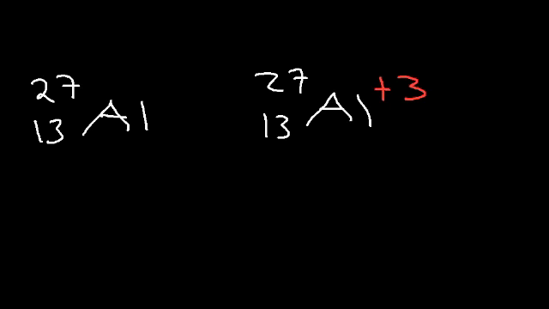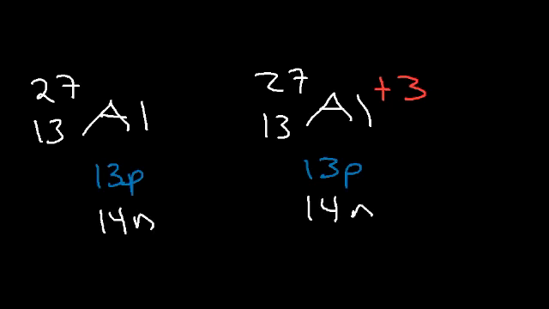So how many protons does aluminum have? The number of protons will always equal the atomic number. The number of neutrons is the difference between the mass number and the atomic number. So it's 27 minus 13. So aluminum has 14 neutrons.